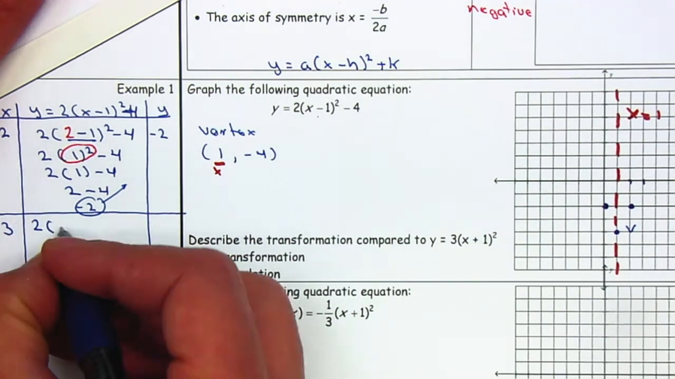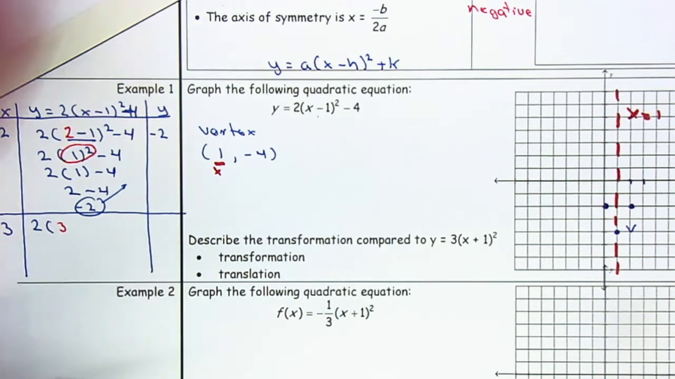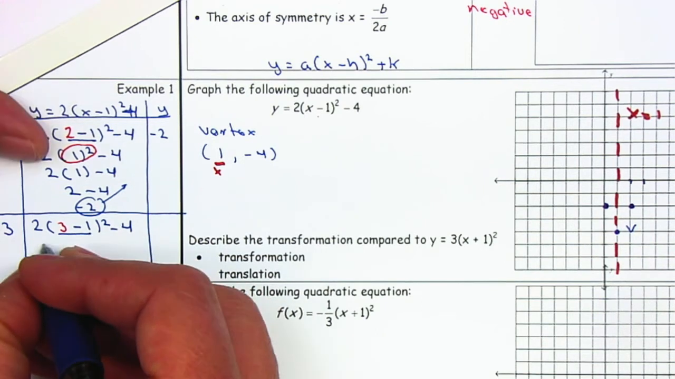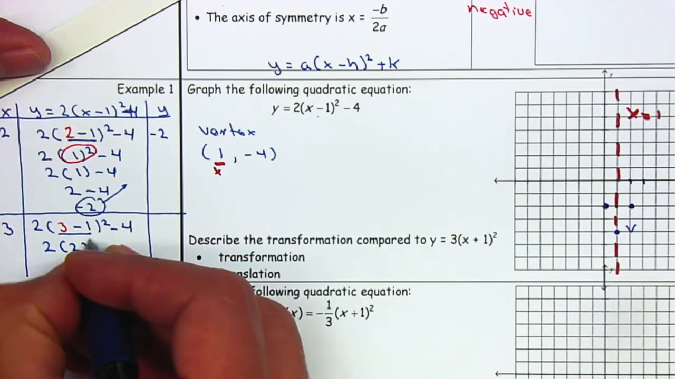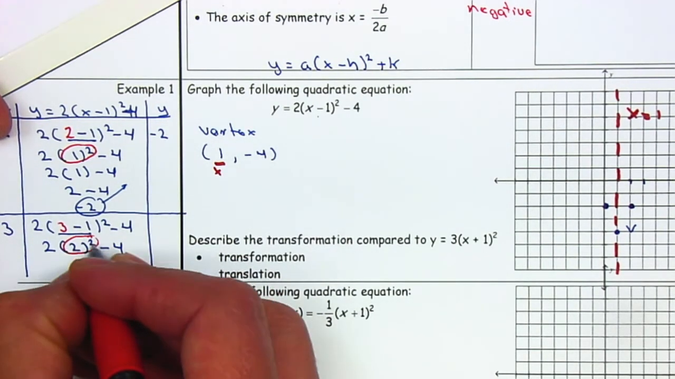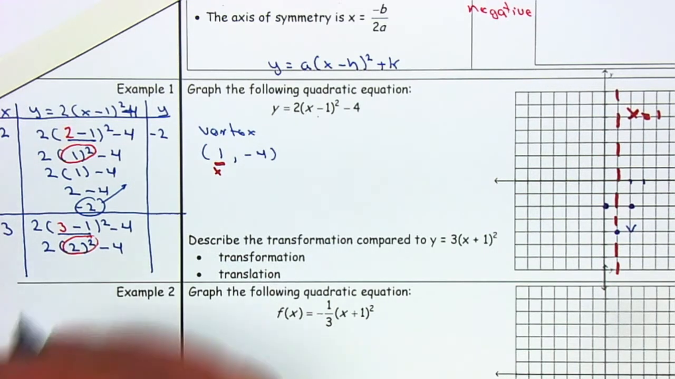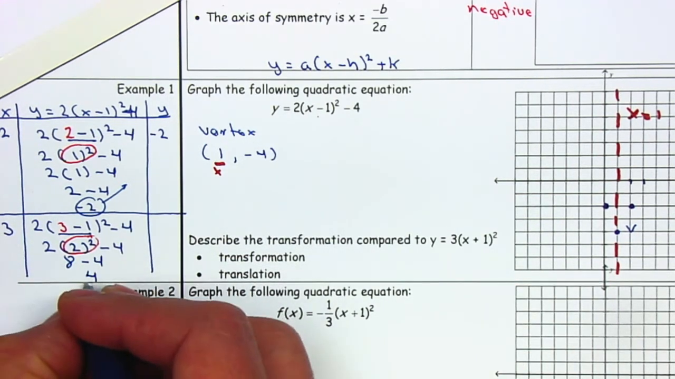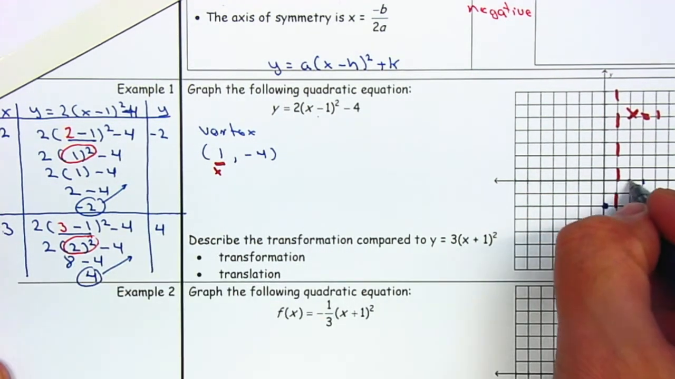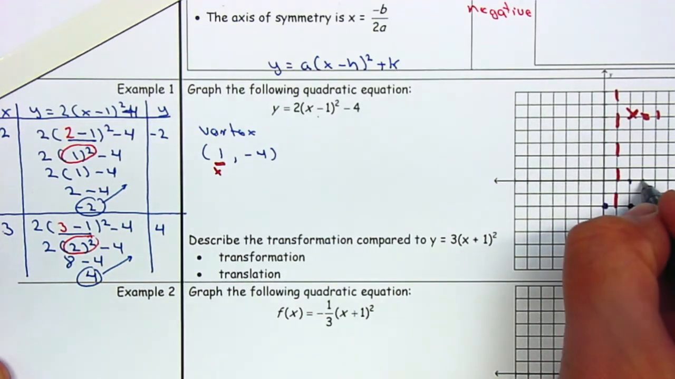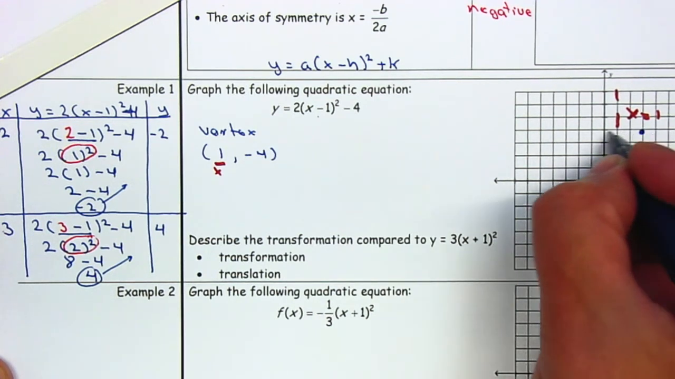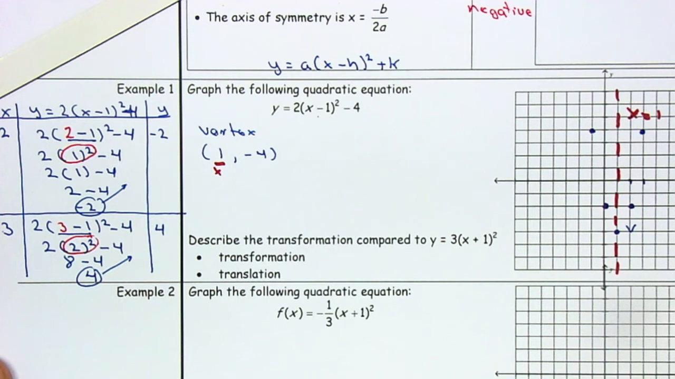So 2 times, instead of x will be a 3, that's what I'm substituting, minus 1 squared minus 4. I must simplify what's inside, so 3 minus 1 is 2, squared, minus 4. Remember, I'm going to use my exponents first, so 2 squared is 4, times 2 is 8, minus 4 is 4. So 3 comma 4 is my next point. From the vertex, 1, 2, 3, and up 4: 1, 2, 3, 4. And my other point will be exactly on the other side of the line of symmetry.